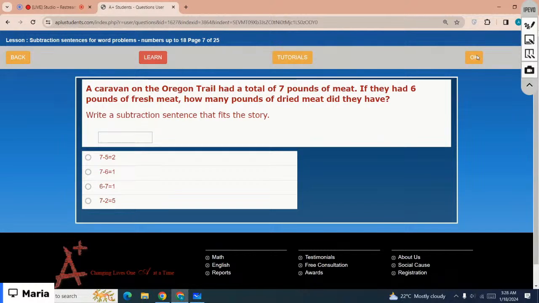A caravan on the Oregon Trail had a total of 7 pounds of meat. If they had 6 pounds of fresh meat, how many pounds of the dry meat did they have? So, which is the correct option?